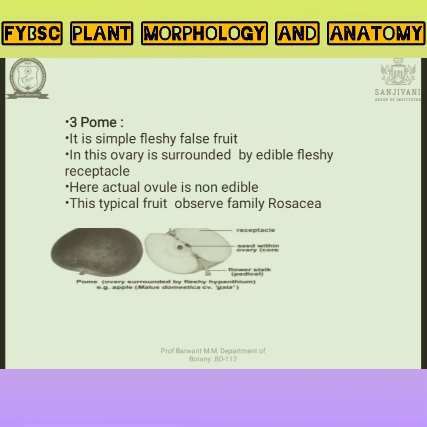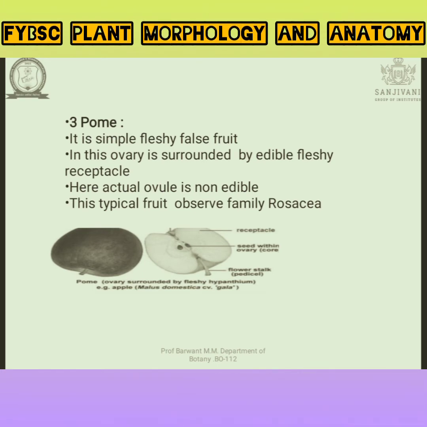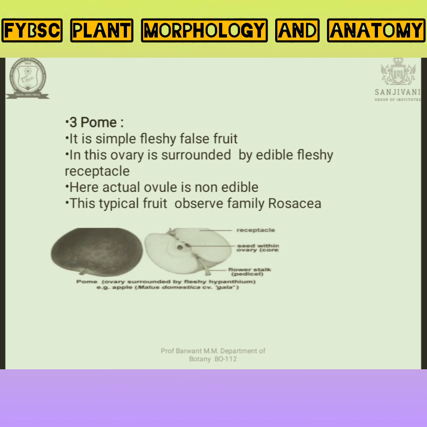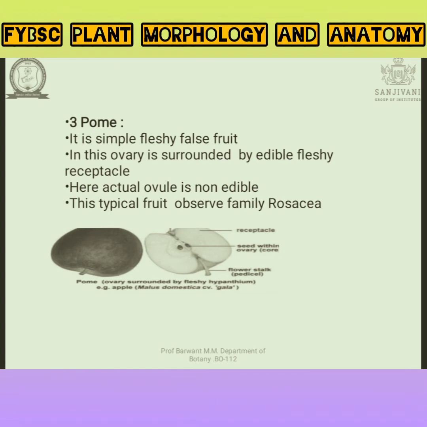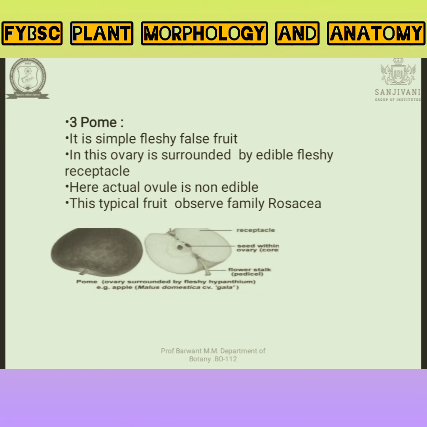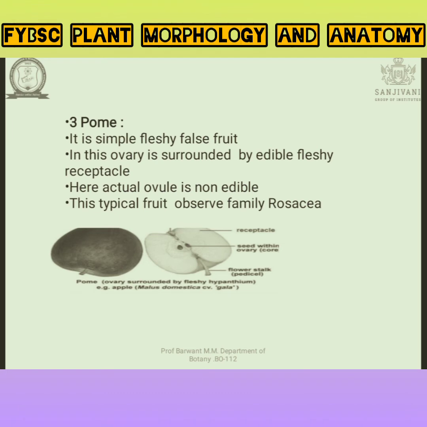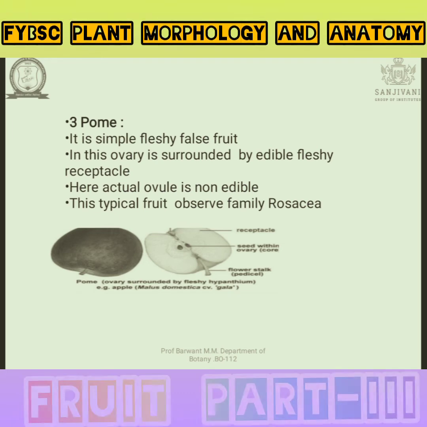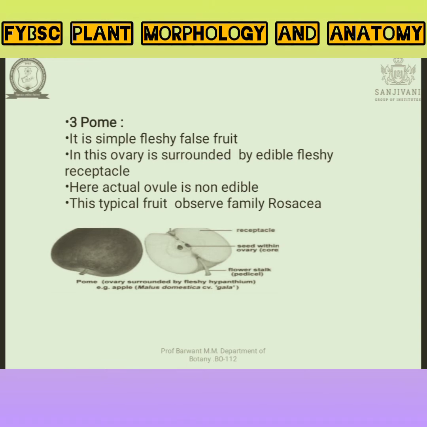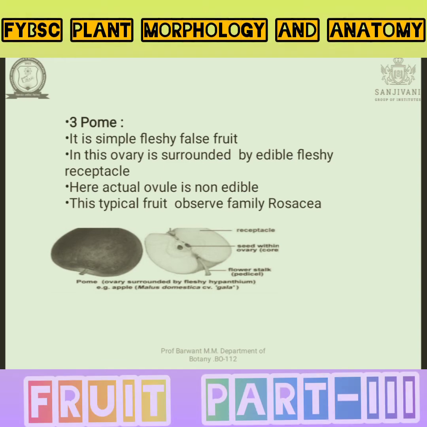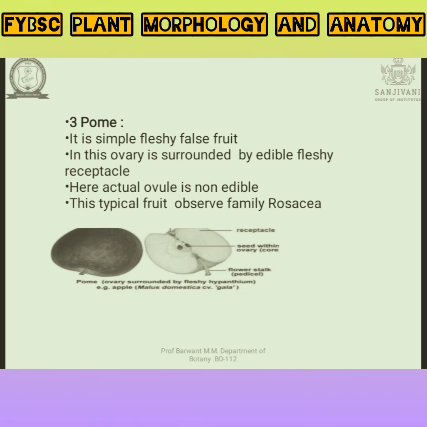Next is the pome type of fruit. It is one of the fleshy fruits. In this, the ovary is surrounded by an edible fleshy receptacle. Here, the actual ovule is non-edible. This type of fruit is observed in the family Rosaceae, or the rose family. It is a simple fleshy fruit and it is surrounded by the edible fleshy receptacle.